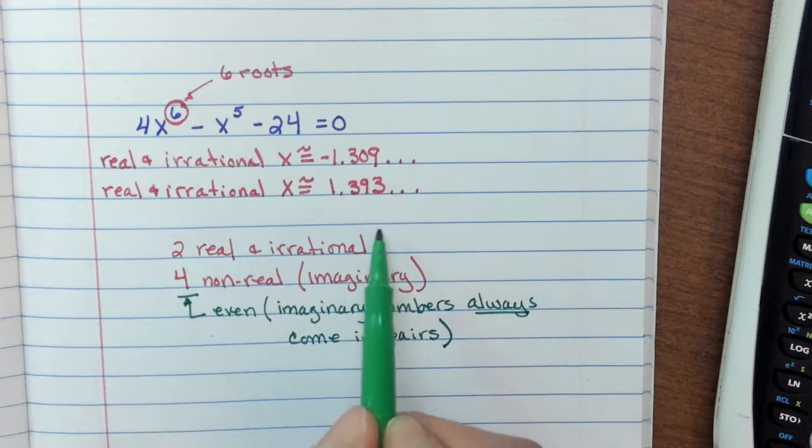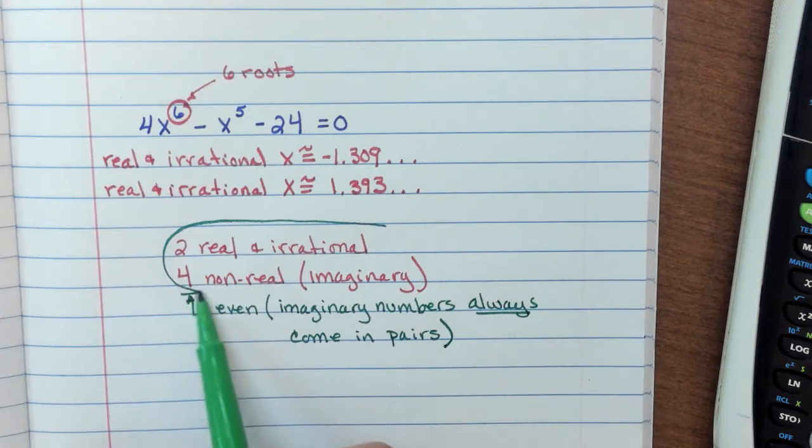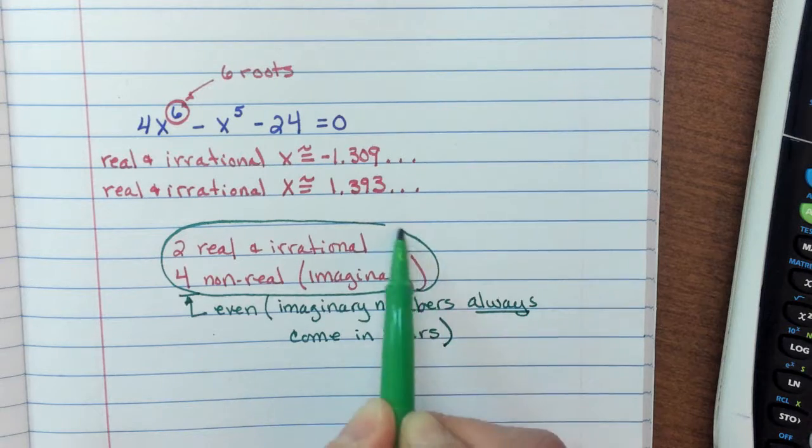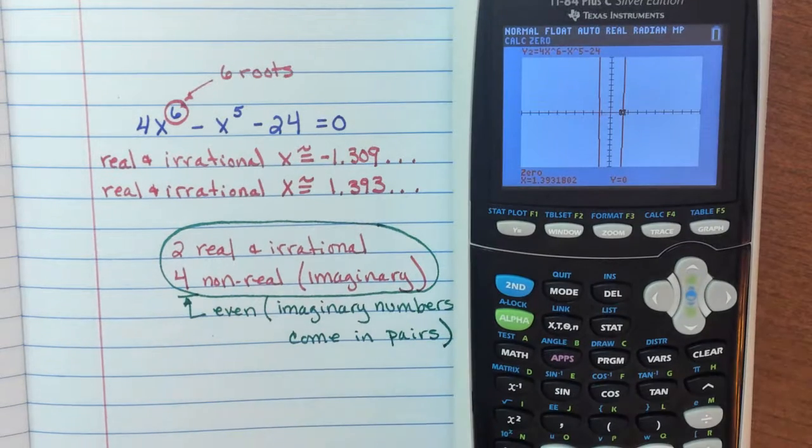So this is really all you needed to answer the question, but you did need to find out what your zeros were to determine whether they were rational or irrational.